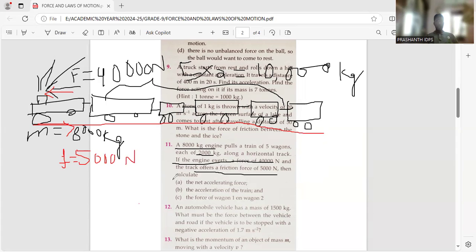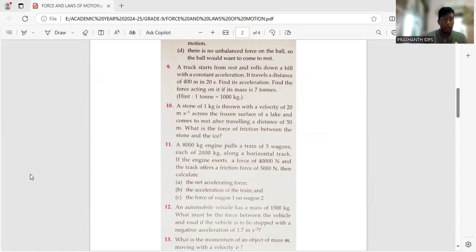Now, what is he asking? He's asking to calculate the net accelerating force. So, note down net accelerating force. First, we write the given values before finding it. Every time you should write it this way only. Even in the exam, for writing given values, you get a half mark.